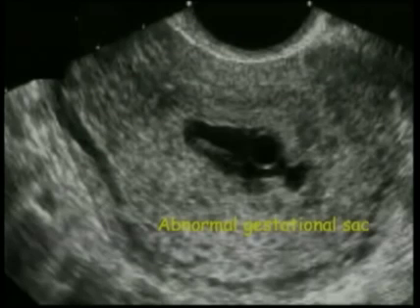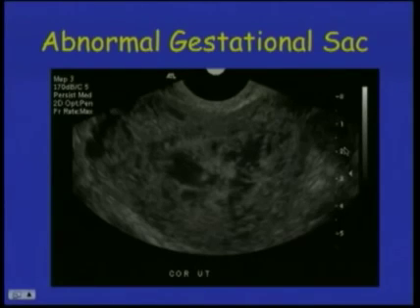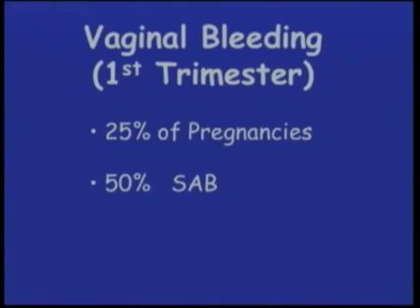So this is an abnormal gestational sac with a large yolk sac and really kind of irregular and angulated edges. This also is an abnormal gestational sac with lots of multiple lucencies within it, and this would be something quite worrisome for trophoblastic disease.